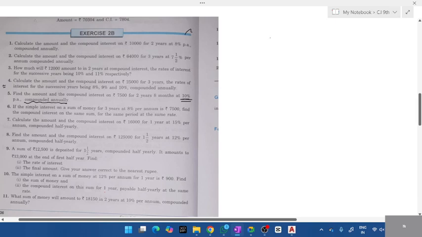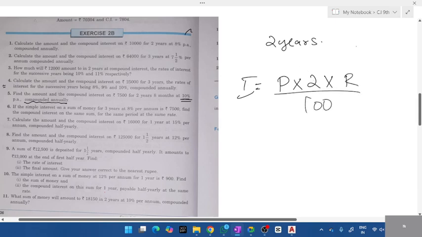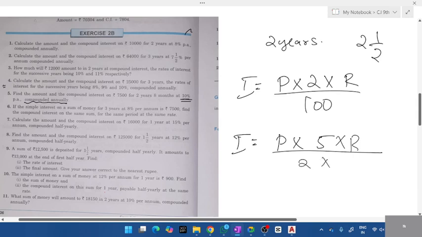Simple interest. For simple interest, imagine a 2 years calculation. How do you calculate simple interest? Interest is equal to PTR by 100. Do you do it year by year or together? For simple interest, we do it together. Principal into time 2 years, rate divided by 100. If it is 2 1 by 2, you write it together. You don't do year by year calculation. 2 1 by 2 is nothing but 2 2s are 4, 5 by 2, 5 by 2 into 100.